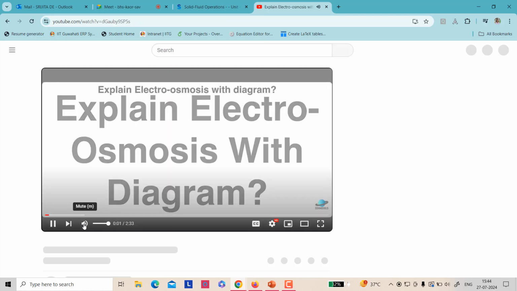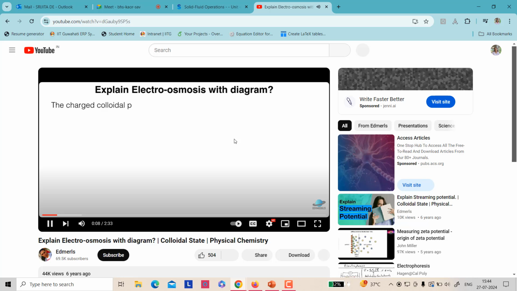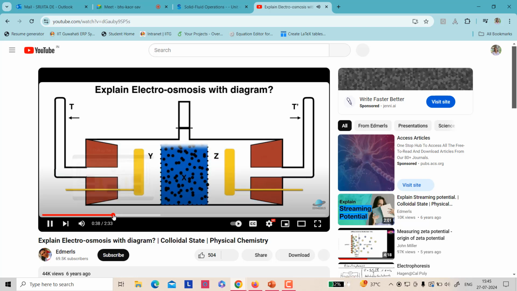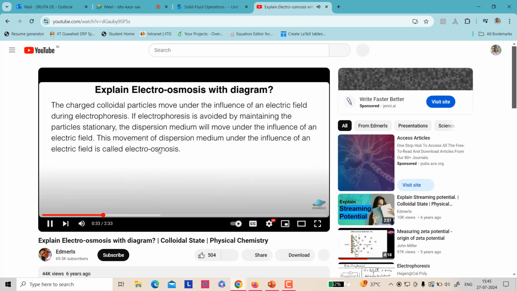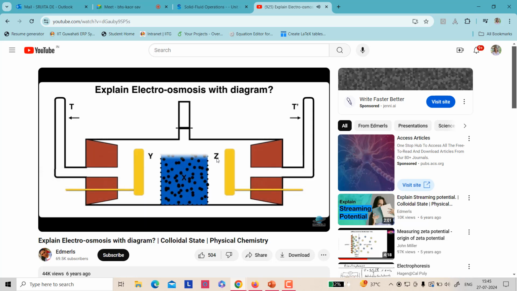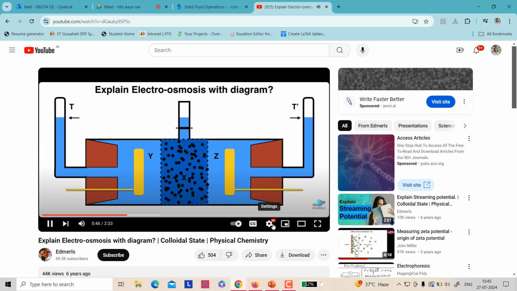Electroosmosis. Electroosmosis is the movement of dispersion medium under the influence of an electric field, in contrast to electrophoresis, where the charged colloidal particles move. The colloidal solution is placed in compartment X. The compartments Y and Z are filled with the dispersion medium. X is separated from Y and Z by using porous partitions P and P'.